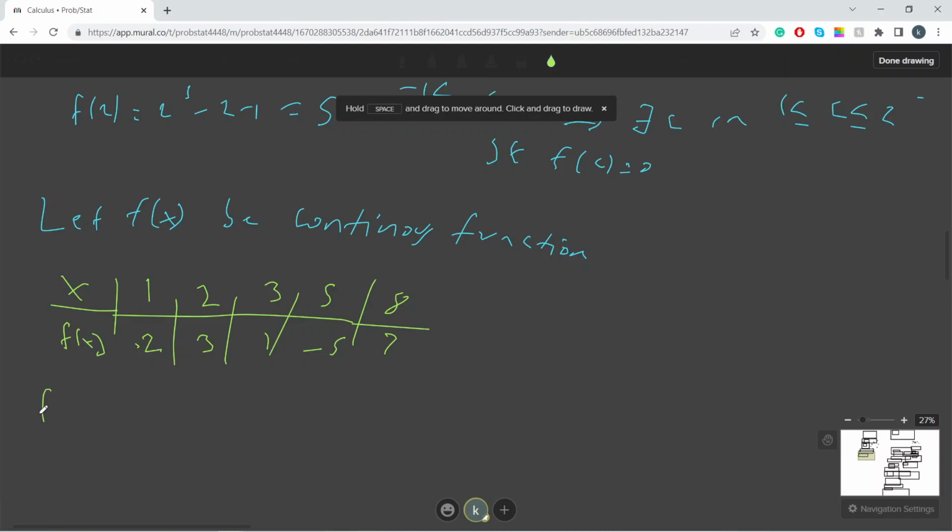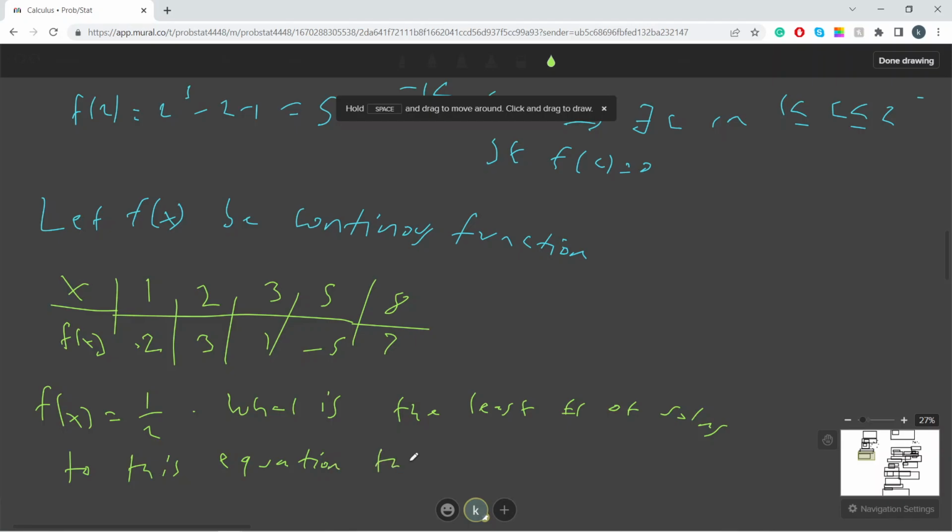So let's say we wanted to find all the places where f of x equals 1/2 for whatever complicated reason, right? What is the least number of solutions to this equation that can exist on this interval?